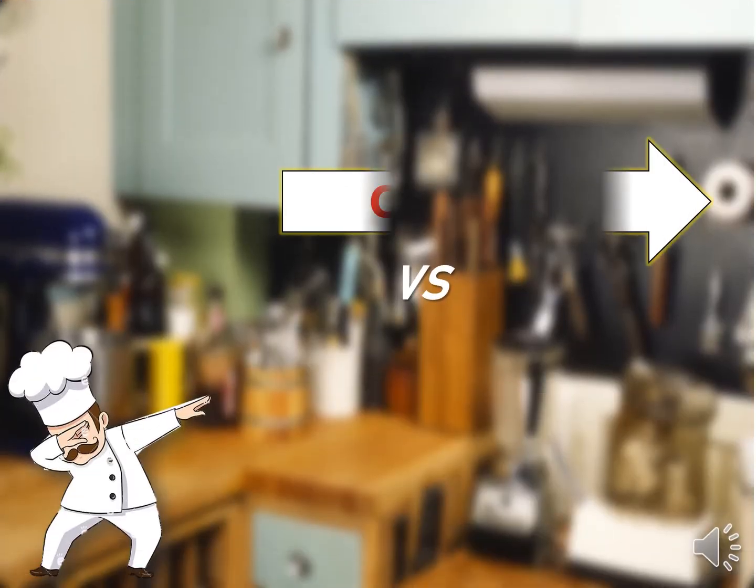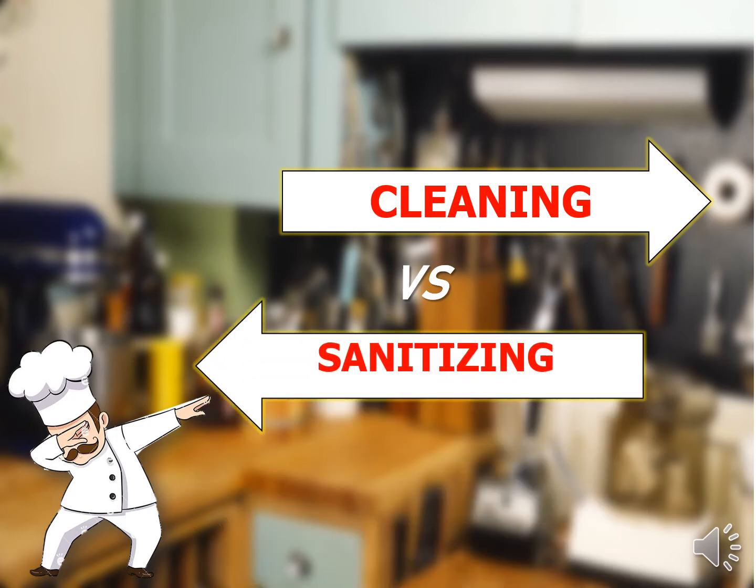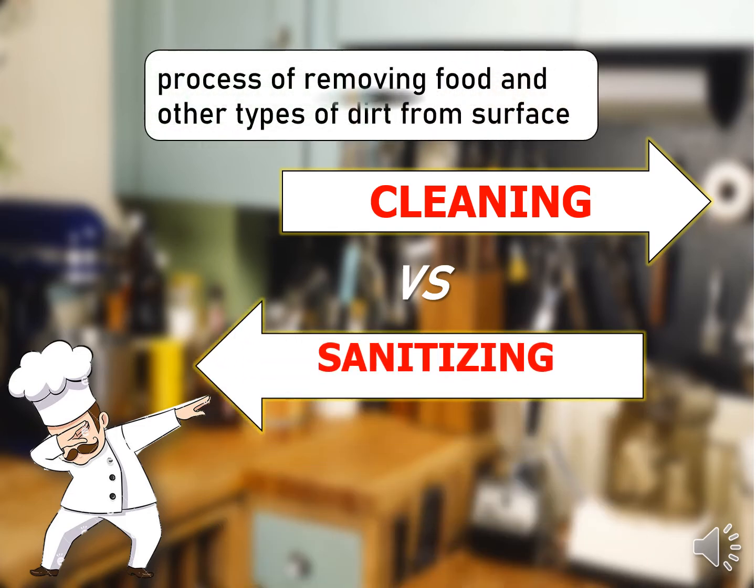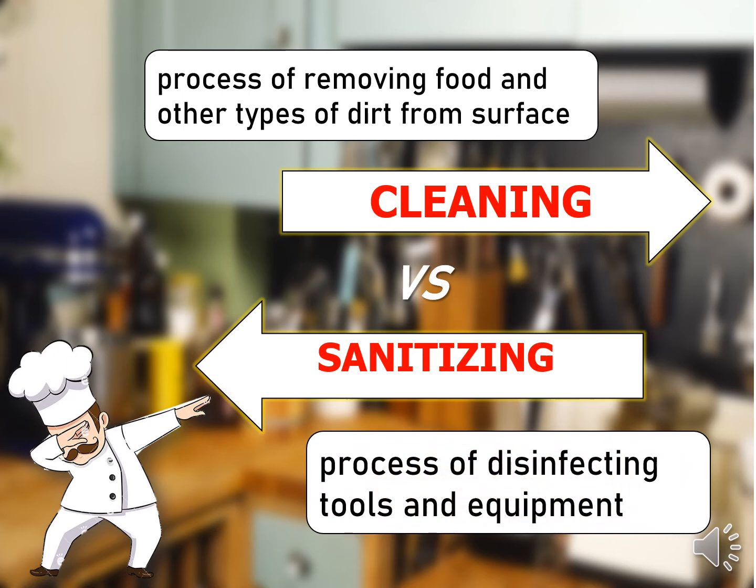Now let us differentiate cleaning and sanitizing. Cleaning is the process of removing food and other types of dirt from the surface. It is more of the visible dirt. Then sanitizing is the process of disinfecting tools and equipment, or eliminating those items that are invisible or that we cannot see with our bare eyes, like microorganisms, such as bacteria that may cause diseases.